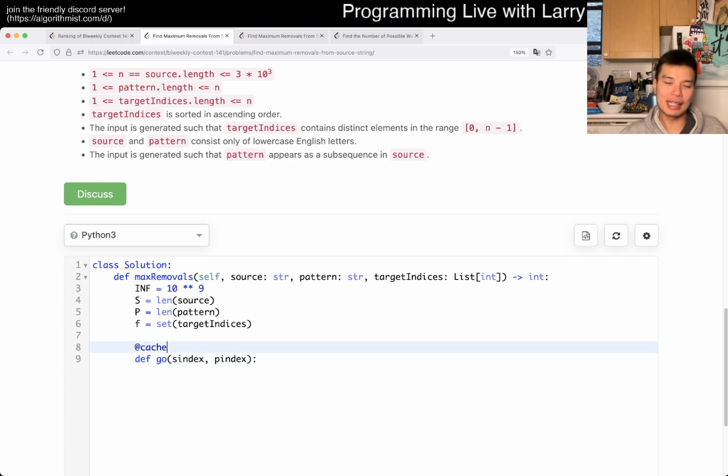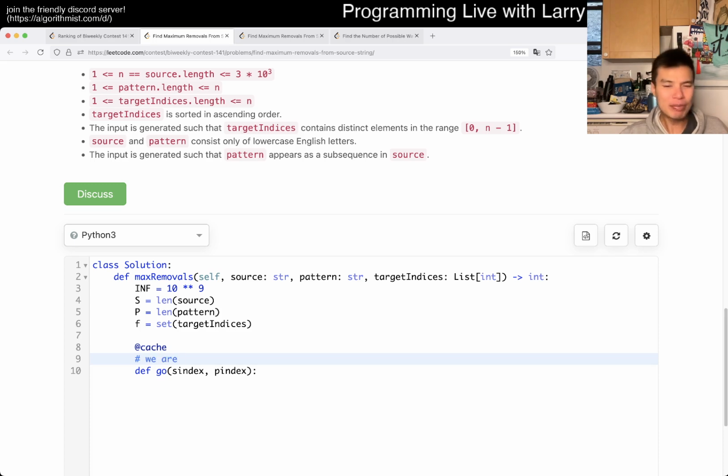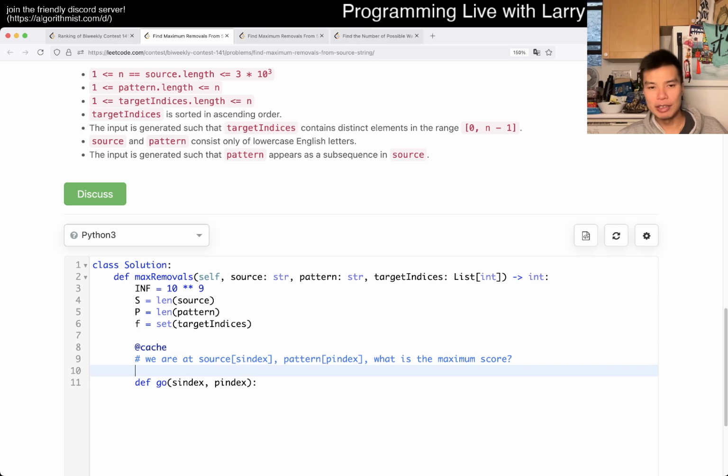Defining this dynamic programming function, you can define it in a couple of ways, equivalently, with just these indexes. One way to say this is that we are at source of S index and pattern of P index. What is the maximum score, right? The score being the number of target indexes that we can take. But it's a little bit tricky because you want to be as precise as possible.